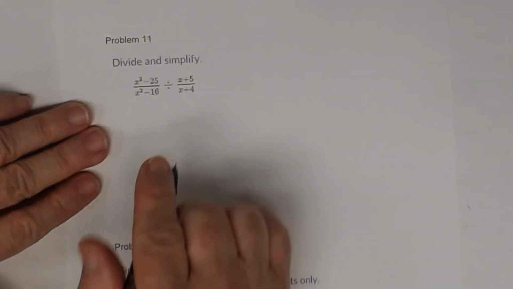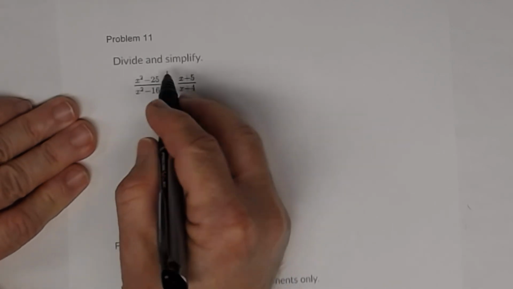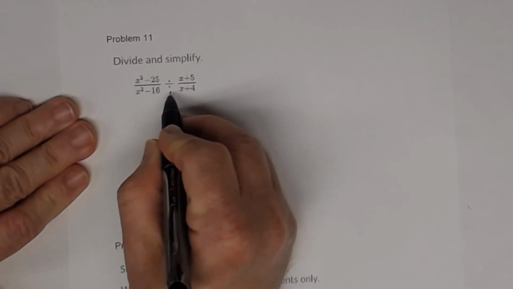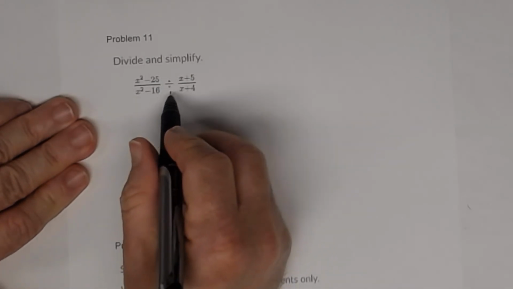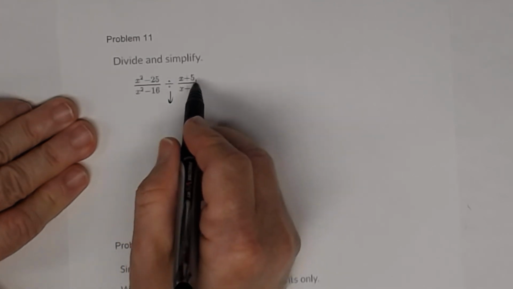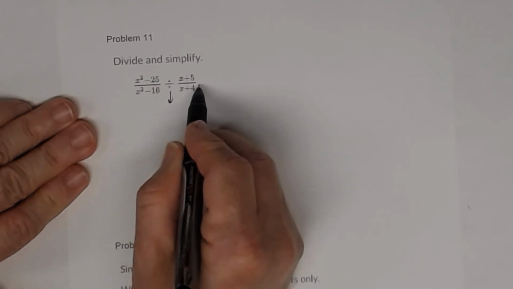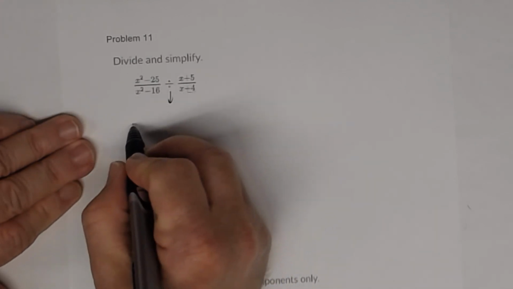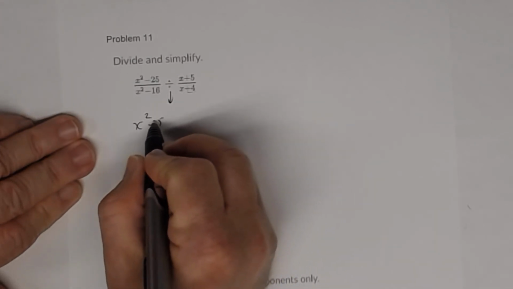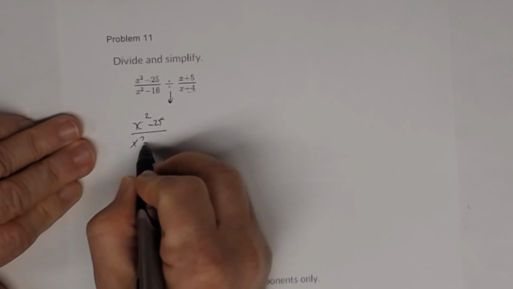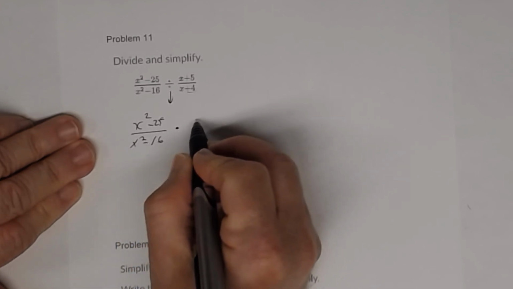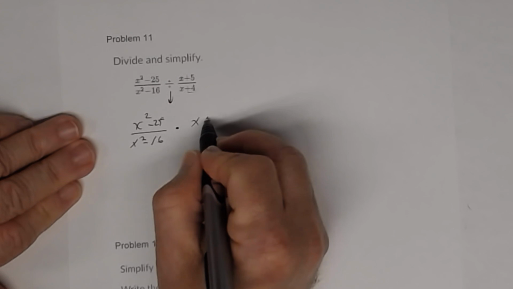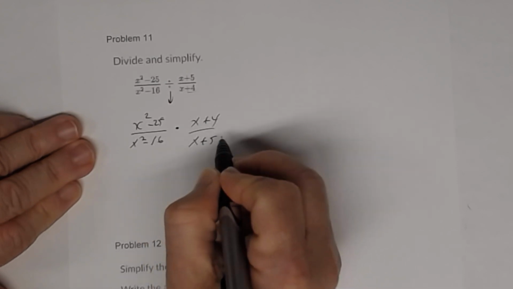Okay, number 11. You are now dividing rational expressions. So let's go ahead first of all and change this division to multiplication. Whenever you change a division to multiplication, you multiply by the reciprocal of the rational expression following the division symbol. So it becomes x squared minus 25 divided by x squared minus 16 times, and then the reciprocal would be x plus 4 divided by x plus 5.